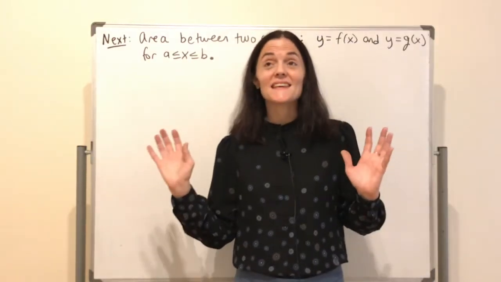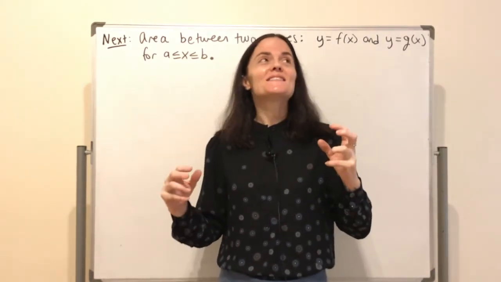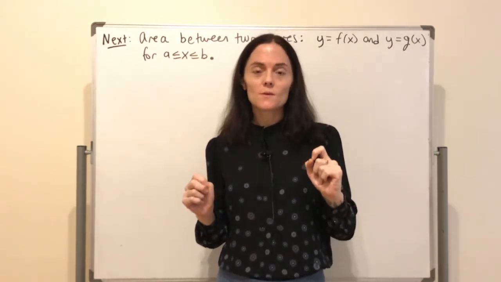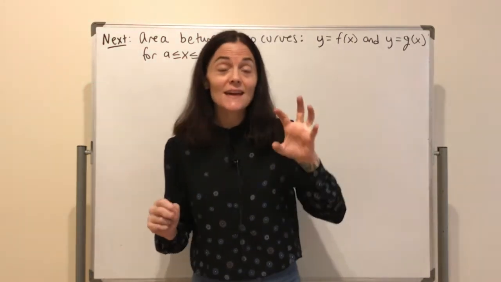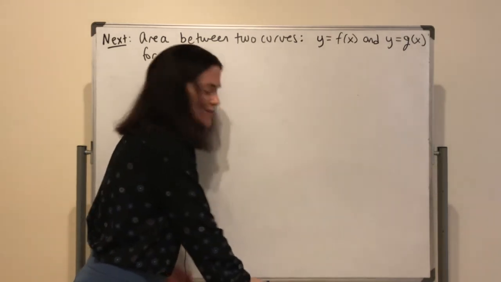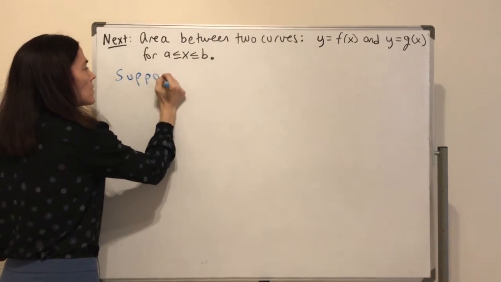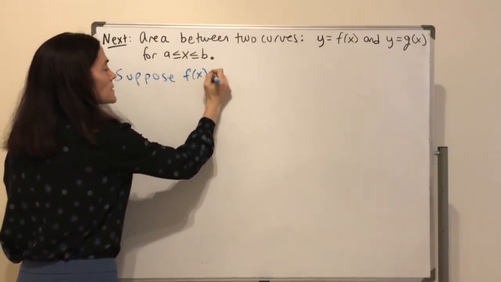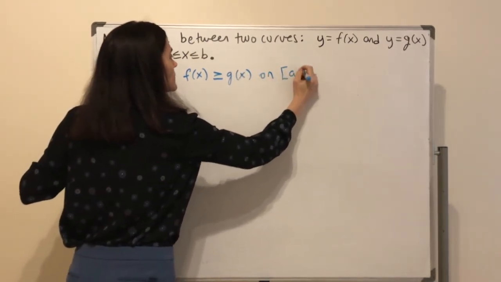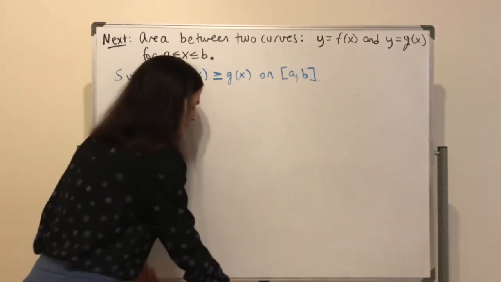Next, we have the topic of the area between two curves. So instead of just having the x-axis and a curve, we have two different curves, f and g, and we want the area between. Let's first answer the question when f of x is bigger than or equal to g of x on this closed interval, a to b. The picture will look something like this.